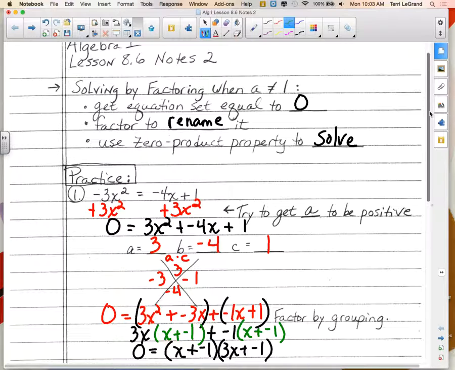1/9. 1/3 times 1/3: 1 times 1, 3 times 3, 1/9. So, you know what, I'll just do it up here because I think we need to see it. I really do not want you to just let that calculator do all the thinking for you. So when we have negative 3x squared equals negative 4x plus 1, this is going to be a real treat to check with 1/3. Negative 3 times 1/3 squared, negative 4 times 1/3, and then plus 1.